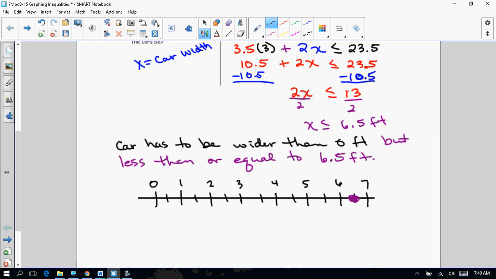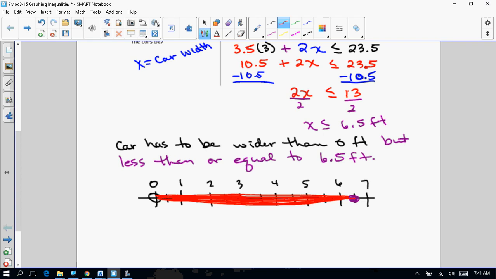Cannot be 0. There's no such thing as a 0 foot wide car. Granted, there's no such thing as a ½ inch wide car either, but we're just going to go with it. So all of my answers are in between these two. Everything in between these two. If you've got a pencil, you could color it really dark. If you have a highlighter, this would be a great time to use that.